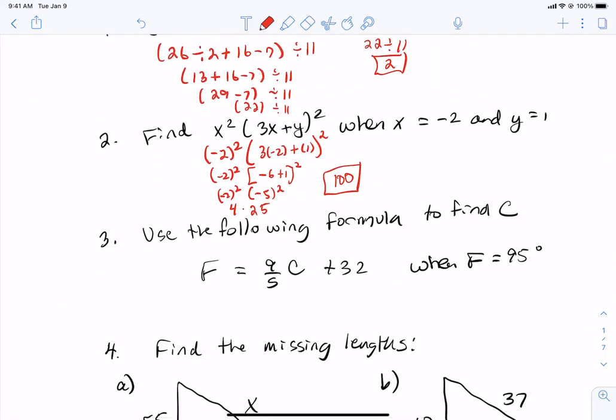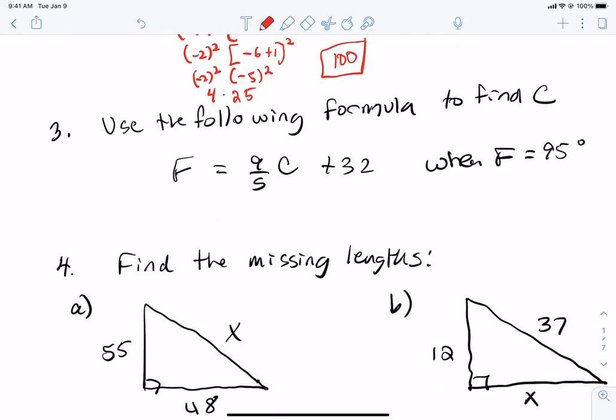Any questions at all about number 2? Okay, let's move on to number 3. Now, here is where we're going to take a formula and we're going to do a little bit of rearranging. Okay, and so it says, using the following formula to find C when F is 95. So you might recognize this. This is the Fahrenheit to Celsius conversion formula. So let's put 95 right here.